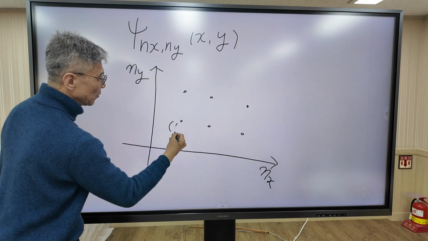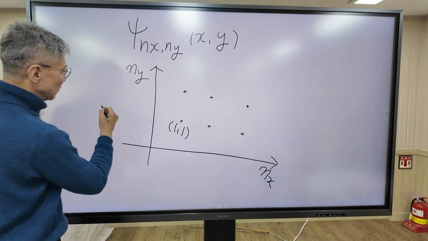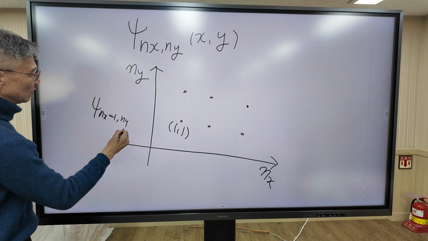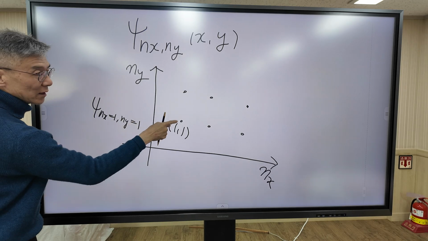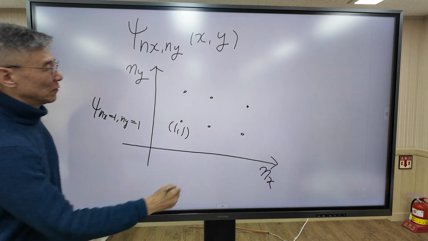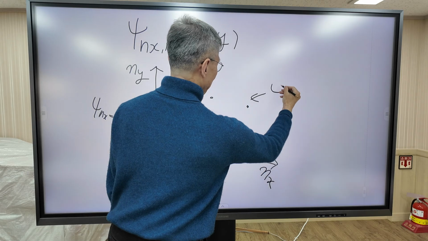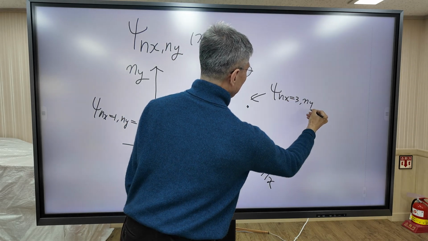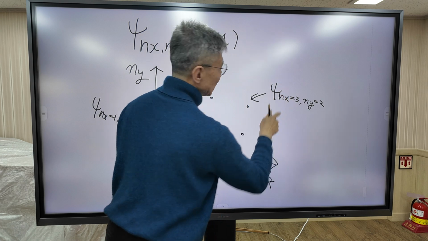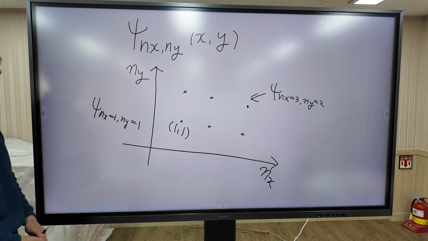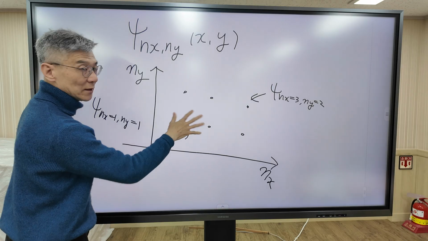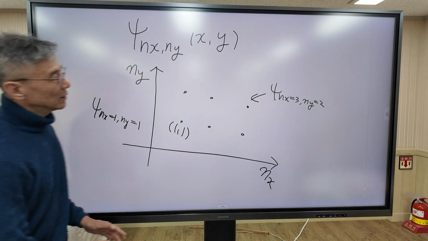This point represents the quantum mechanical state nx equal 1 and ny equal 1. This one represents this other quantum mechanical state. So anyway, any quantum mechanical state can be visualized using lattice points.